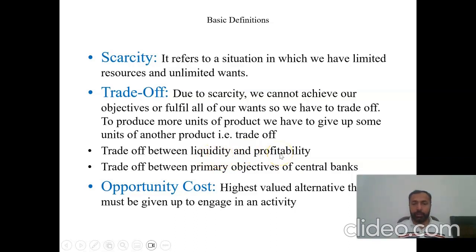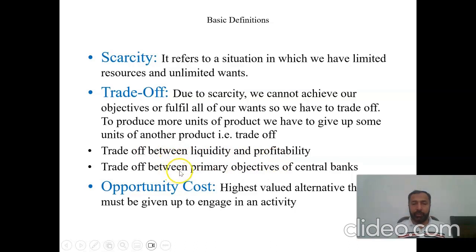As firms, especially banking firms, they have to choose whether they want to stay liquid or they want to earn profit. A bank which is more liquid will have less profitability, and a bank which is more profitable, which is having more profit, will have less liquidity. Thus, there is a trade-off between liquidity and profitability.